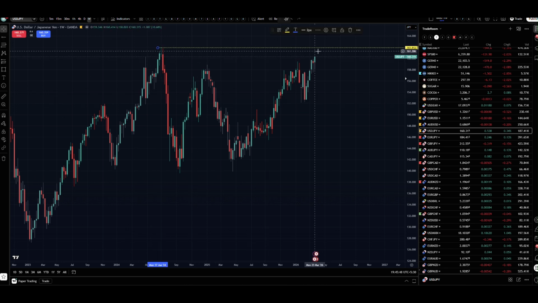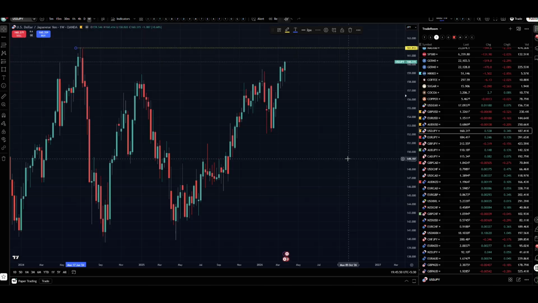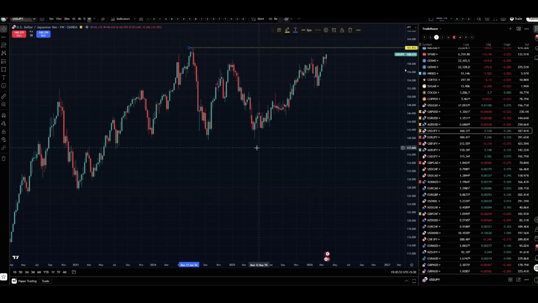Unless we get a weekly close above that, break out and change character on the higher time frame, I think it's very difficult for us to actually long here. The trade is long, but I don't see a risk to reward here.